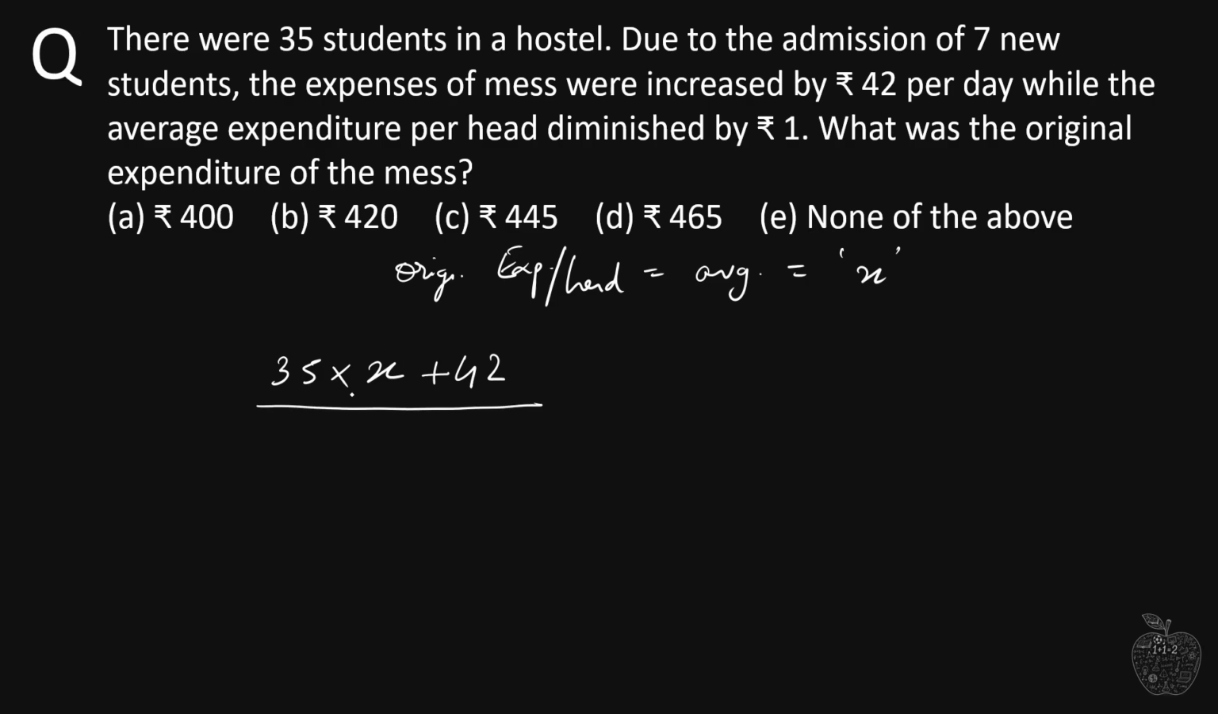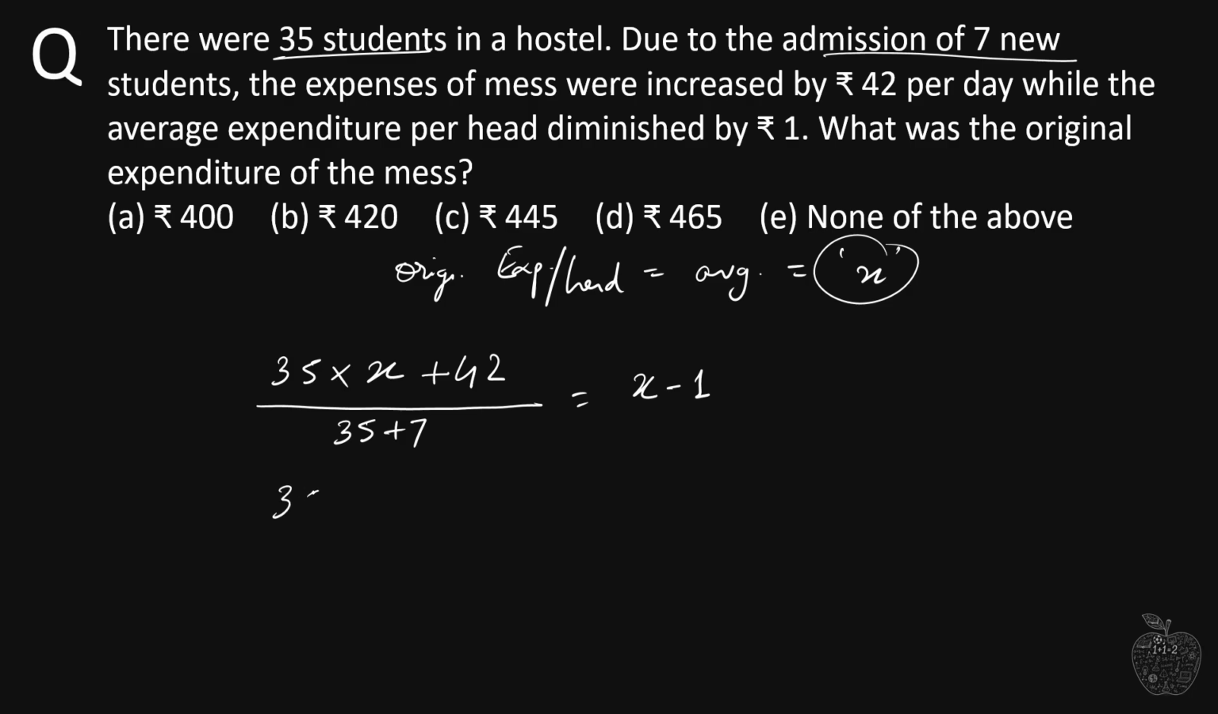Now we divide this total expense by the total number of students and we'll get the average. So the total number of students: we have 35 students originally, and there has been an admission of 7 new students. So the total students will be 35 plus 7, and this will give us the average. The average expenditure per head is said to be diminished by rupees 1. So the original average was x, now it is diminished by 1, so we get x minus 1 as the average. And the question is asking us what was the original expense of the mess. So first let's find out the value of x here.